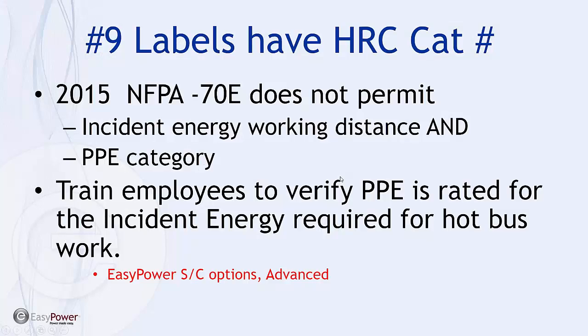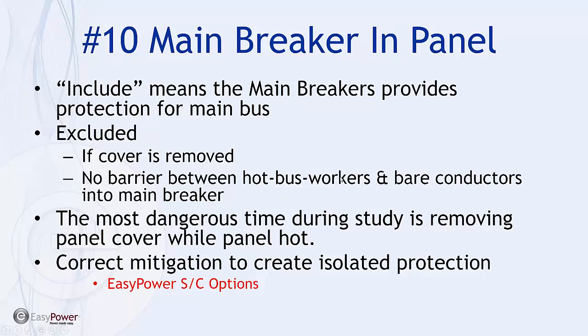And then the last one on the list is understanding or using the main breaker in the panel classified as including or excluding. Frequently the question is, well, why are we excluding it because we don't think it's going to work? The answer is it has nothing to do with the reliability of the breaker. This category has everything to do with the location, the physical proximity of the breaker, and whether or not there's a flash barrier between the incoming conductors and a person working on the hot bus.